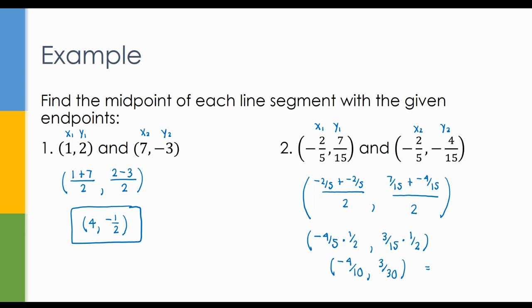And then notice that both of these fractions we can simplify. So -4/10 are both divisible by 2, so it's -2/5. 3 over 30 reduces down to 1/10, and here is my midpoint.